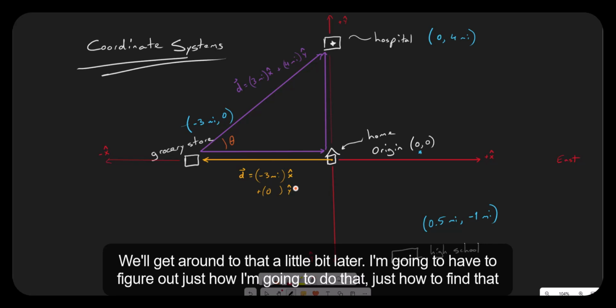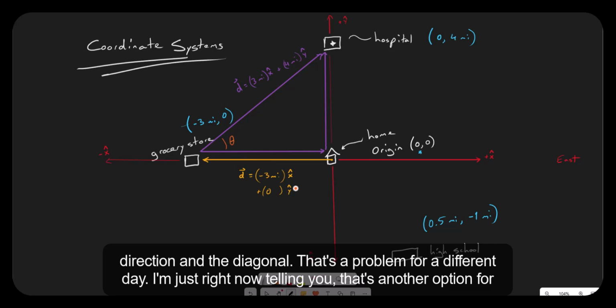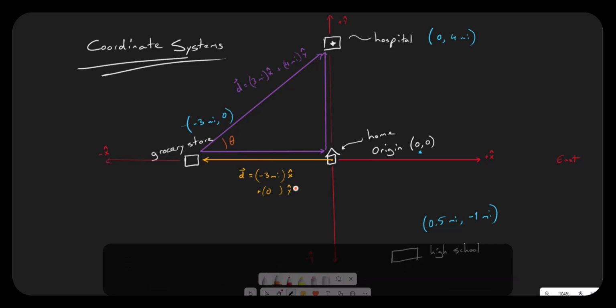I'm going to have to figure out just how I'm going to do that, just how to find that direction and the diagonal. That's a problem for a different day. I'm just right now telling you that's another option for how I might express a vector.